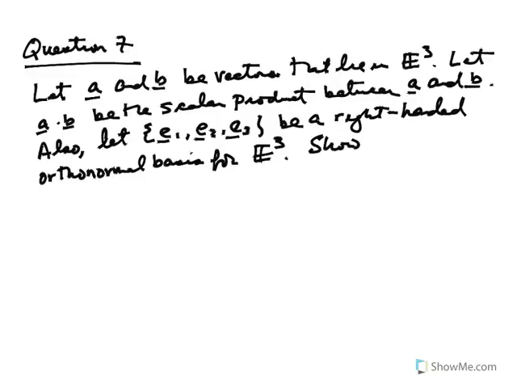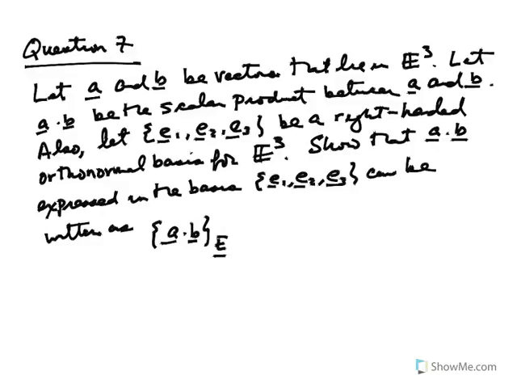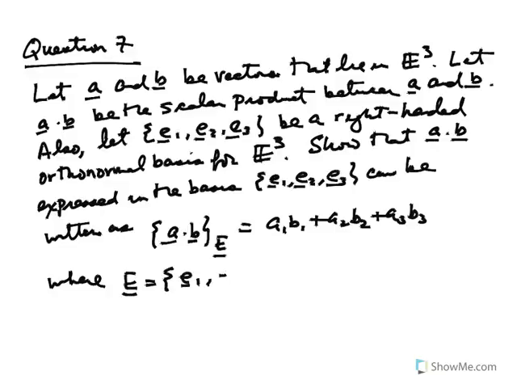Show that A dotted with B expressed in the basis E1, E2, E3 can be written as A dotted with B expressed in E is equal to A1 B1 plus A2 B2 plus A3 B3, where E is equal to E1, E2, E3. So here's the solution.